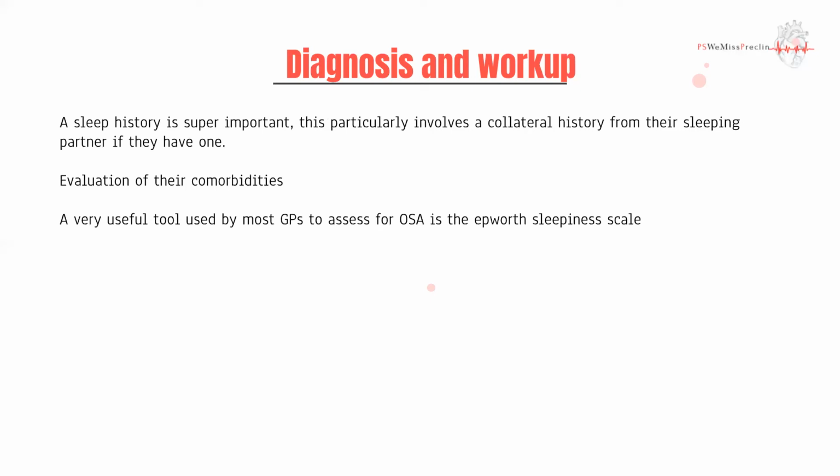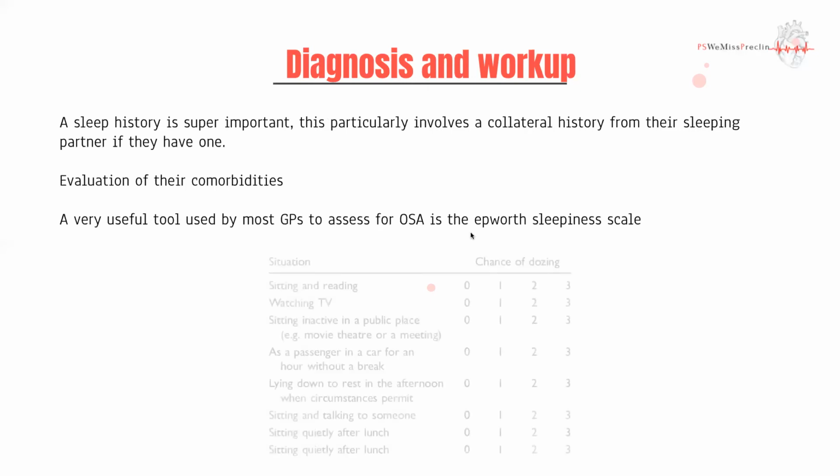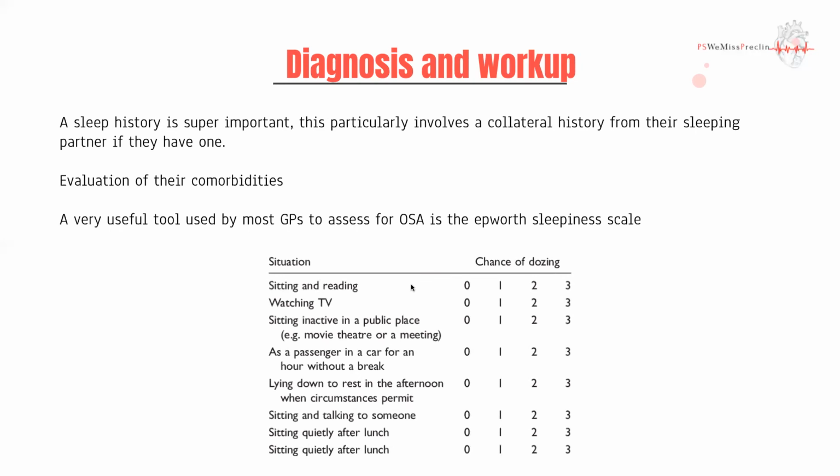A very useful tool used by most GPs is the Epworth Sleepiness Scale, which I've shown here. So you ask them a set of questions, you provide them with situations and ask them how likely are, or what are the odds on a scale of 0 to 3, how likely are they to just doze off in the following circumstances. So you start off with something that's relatively, I don't know, like sitting and eating, or sitting and reading, watching TV, and then even sitting and talking to someone.